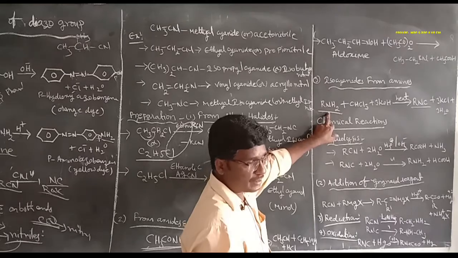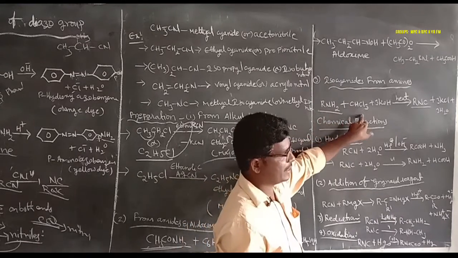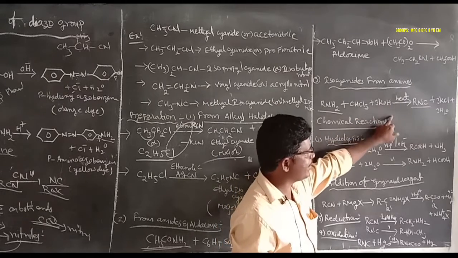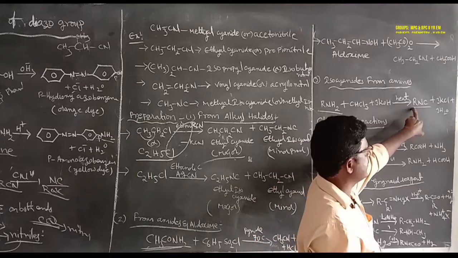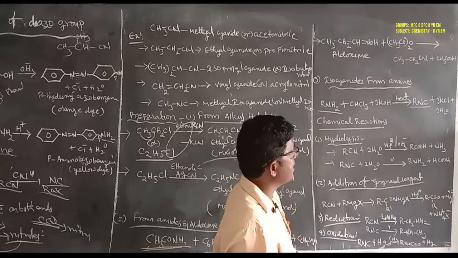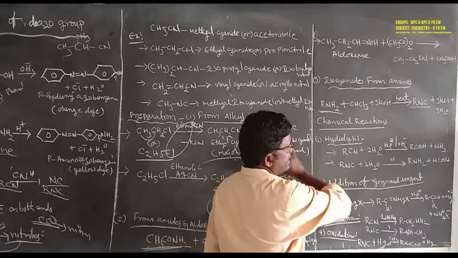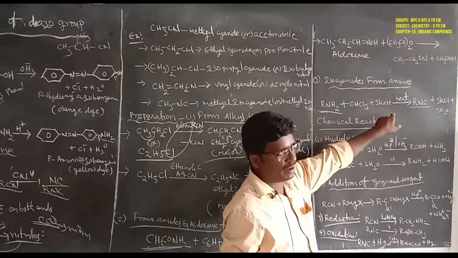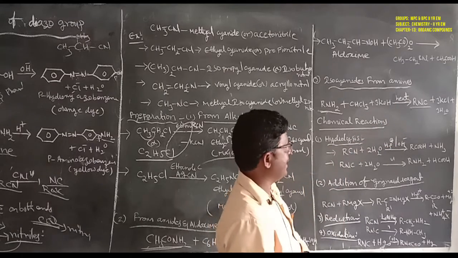Aliphatic primary amines treated with chloroform, CHCl3, and potassium hydroxide, heated at high temperature, form alkyl isocyanide, KCl and H2O. That is the reaction for isocyanides from the amines. R-NH2 is also known as an amine.